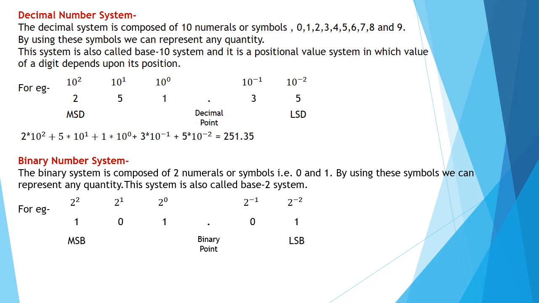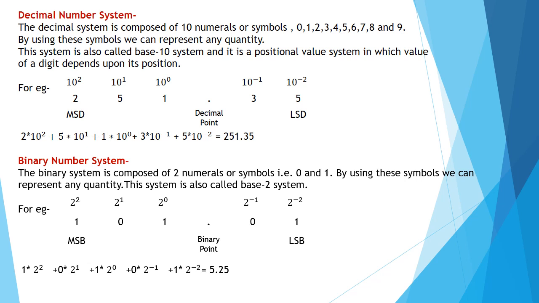Again, for the binary number system, the weights will be given like this: 2 to the power 2, 2 to the power 1, 2 to the power 0. Then after the binary point we have 2 to the power minus 1, 2 to the power minus 2. Now let's check how to consider the weights. We multiply 1 into 2 to the power 2 plus 0 into 2 to the power 1 plus 1 into 2 to the power 0 plus 0 into 2 to the power minus 1 plus 1 into 2 to the power minus 2, and if you add all these values you are going to get 5.25.